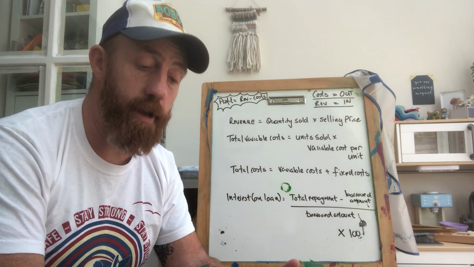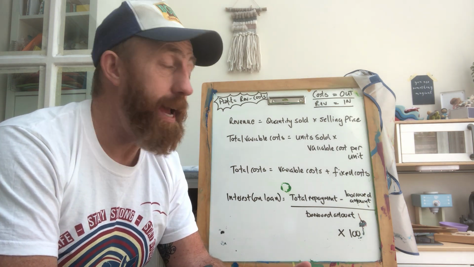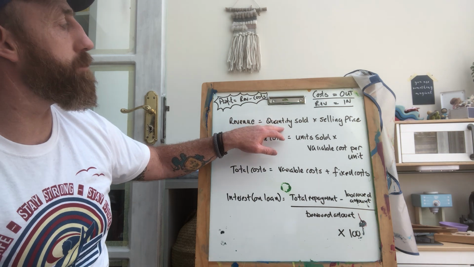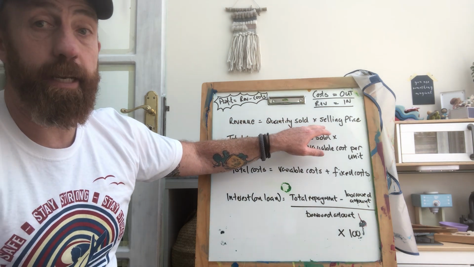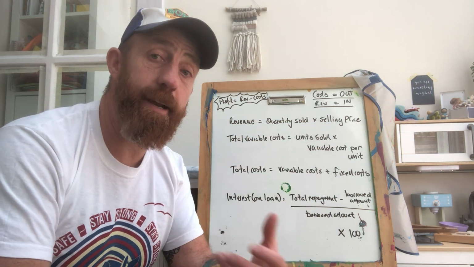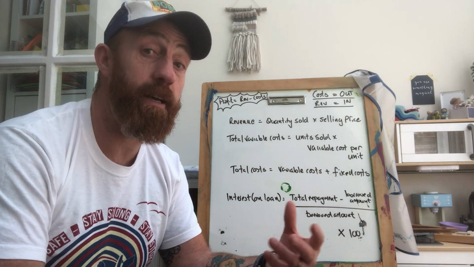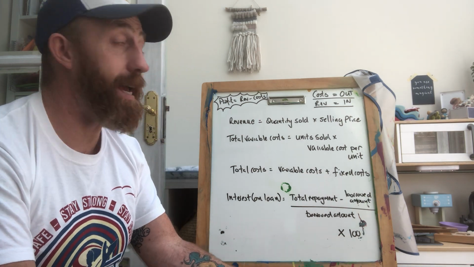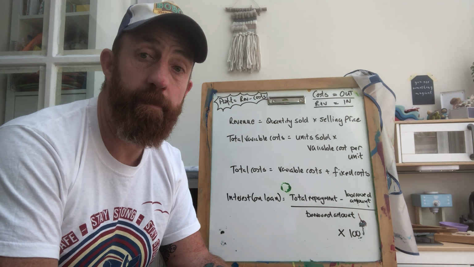And that's the income earned by a business. And that is generated from the number of units sold multiplied by the selling price. So if you sell 10 items at £10 each, that's 10 times 10, that is your revenue. That is as complicated as it needs to get.